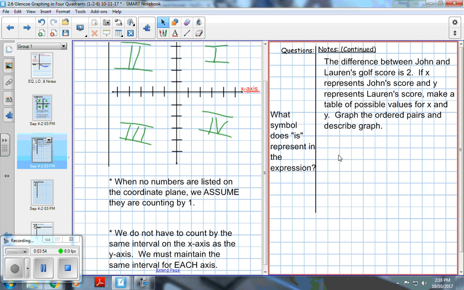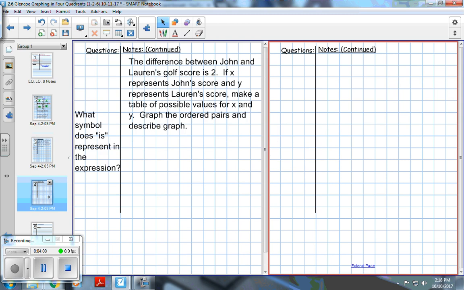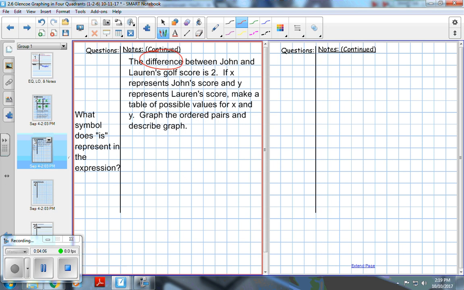Nice. Welcome back. Okay. So I would say we need to mark up our word problem here. I'm going to bring that problem a little closer to me because we're going to work on that extra screen over there. And the first thing I notice we care about is the phrase "the difference between John and Lauren's golf score is 2." That is going to matter.